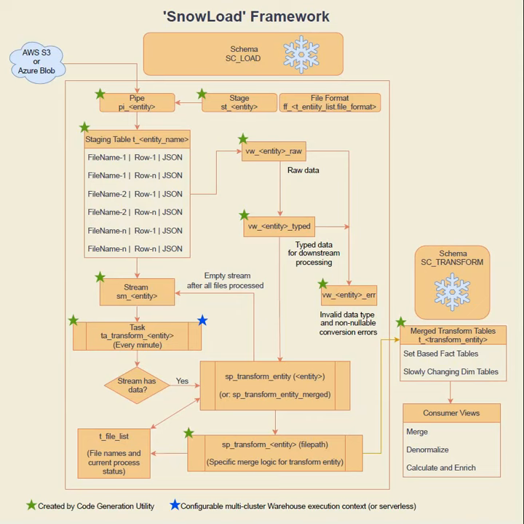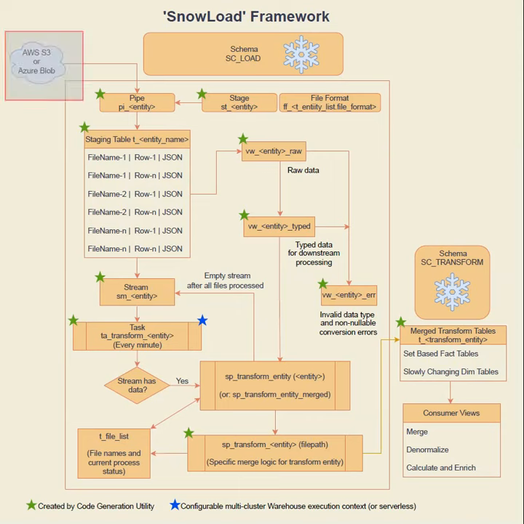In this chart, the objects with the green stars are created by the code generation process I'll be talking about in the next video in this series. By the way, I'm assuming you're either a current Snowflake user or have some familiarity with the Snowflake object types. If not, please check out the excellent documentation on Snowflake's website.